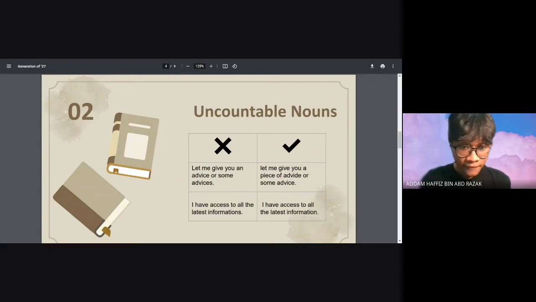Second sentence is, I have access to all the latest informations. This sentence is incorrect because information cannot be counted. It is called an uncountable noun, so we cannot put s at the end of the noun. The correct one is, I have access to all the information.